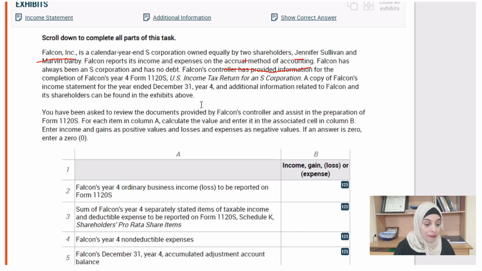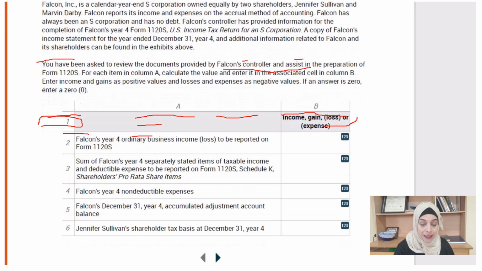So you have been asked to review the documents provided by Falcon's controller and assist in the preparation of Form 1120S. For each item in column A, calculate the value and enter it in the associated cell in column B. Enter income and gains as positive values and losses and expenses as negative values. If an answer is 0, enter a 0.